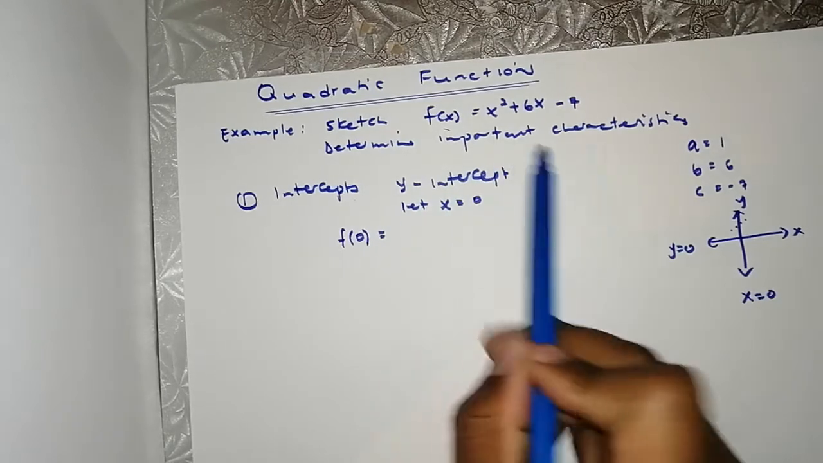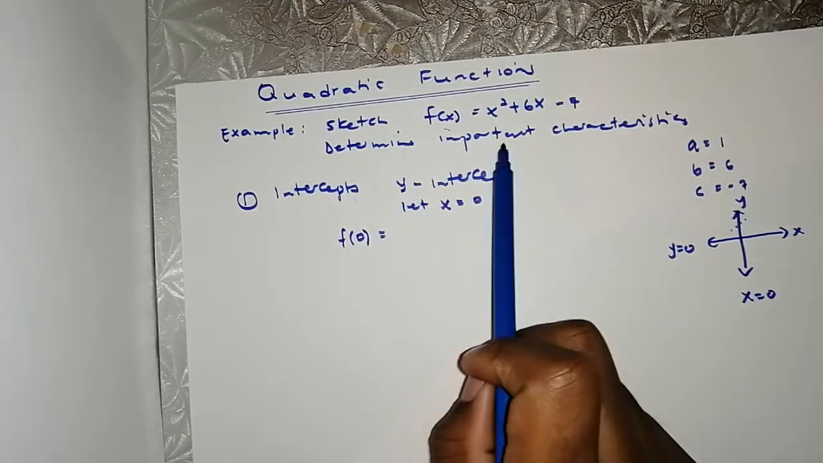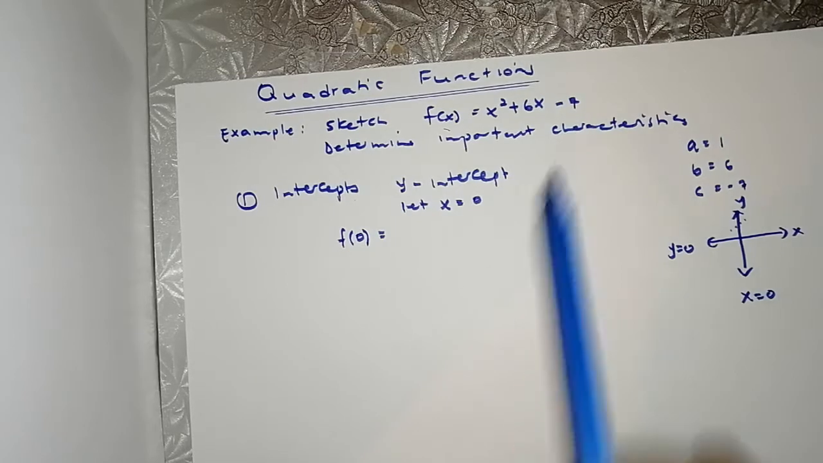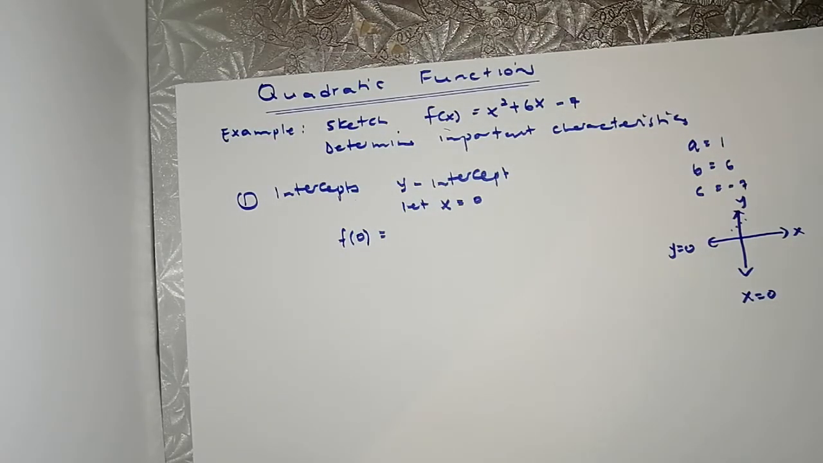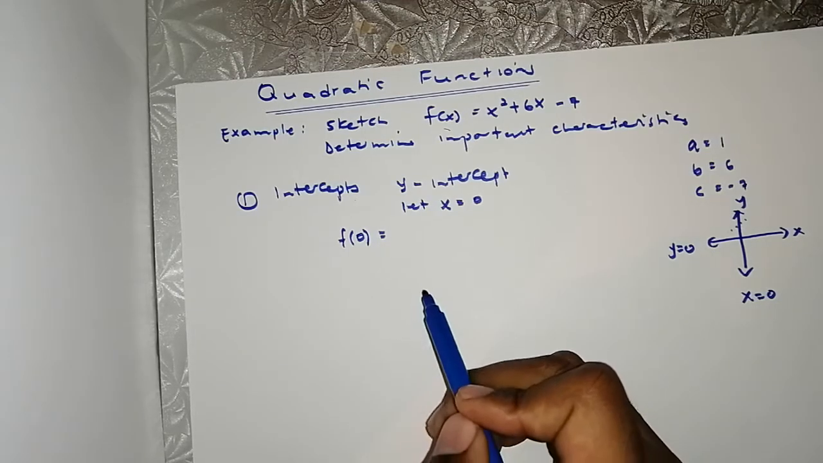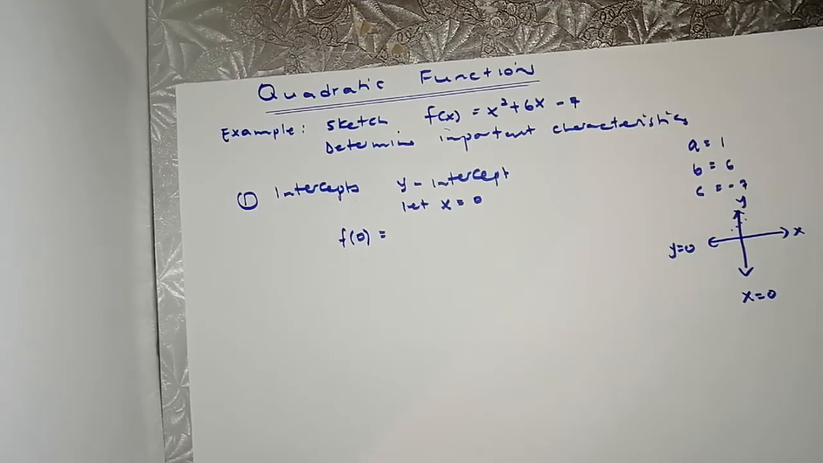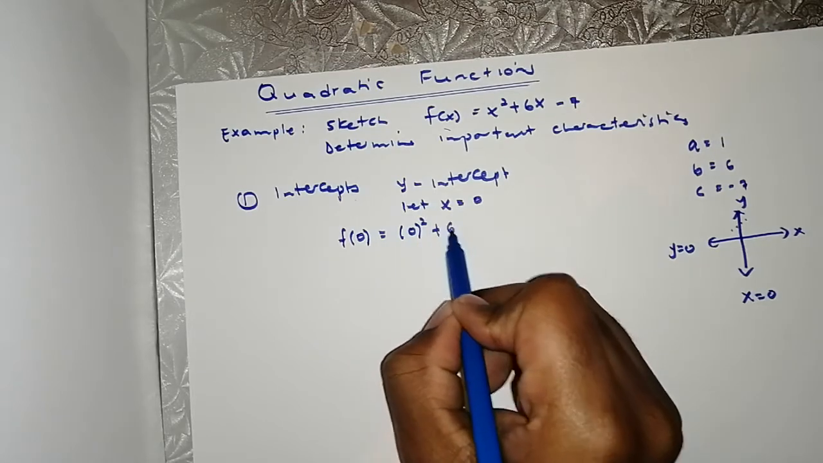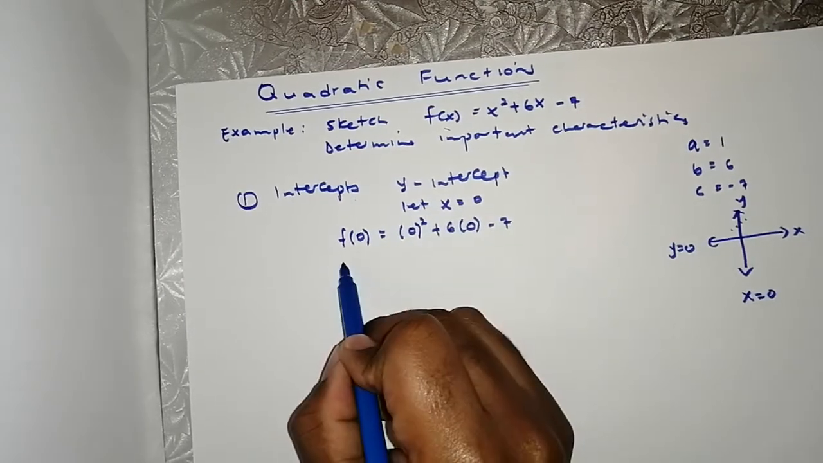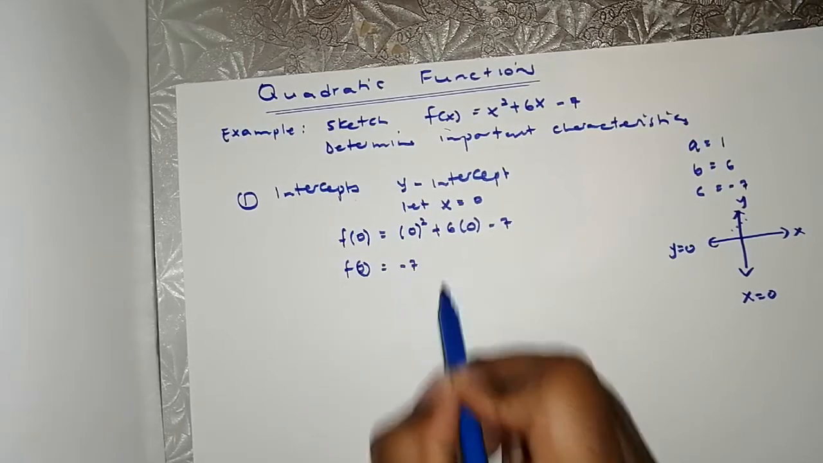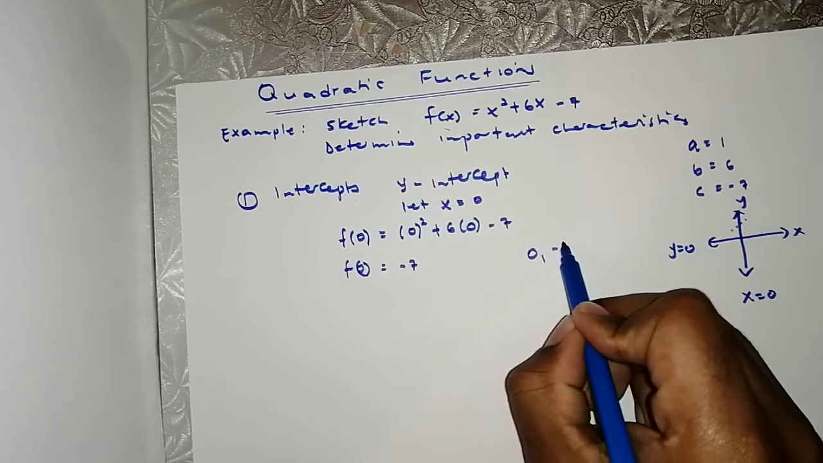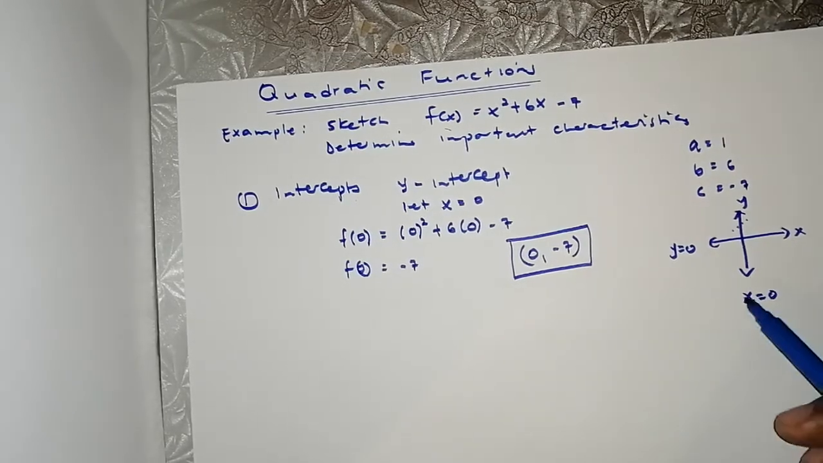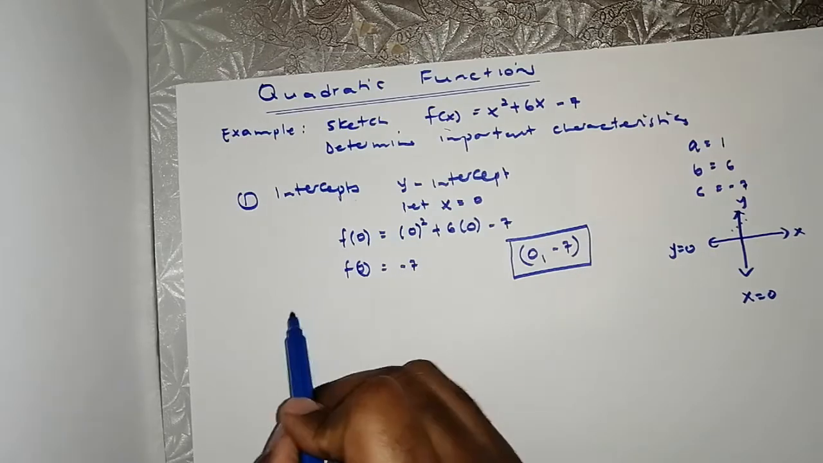So f of 0. Looking at an equation like this, you can already see that it's in standard form, so the y-intercept, you can see it by inspection, is going to be negative 7. However, let's go through the rigorous steps so that you can appreciate what is actually happening here. So f of 0 is 0 squared plus 6 multiplied by 0 minus 7. So f of 0 is equal to minus 7. So the y-intercept is (0, minus 7). In other words, the function will cut the y-axis at negative 7. Do you see that?